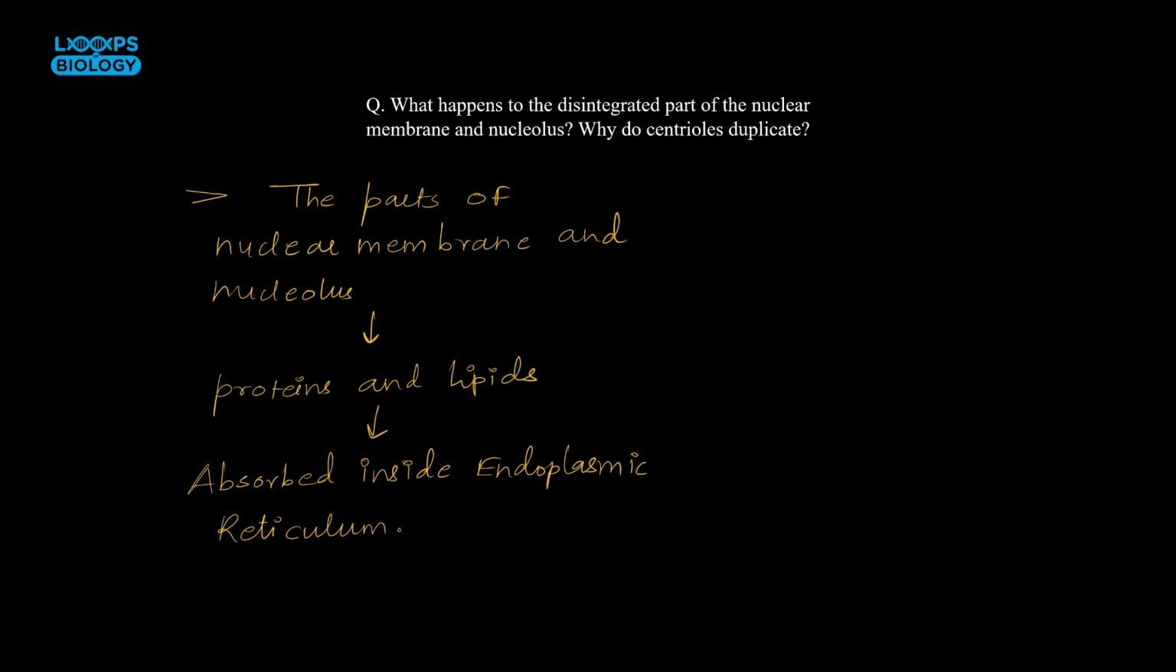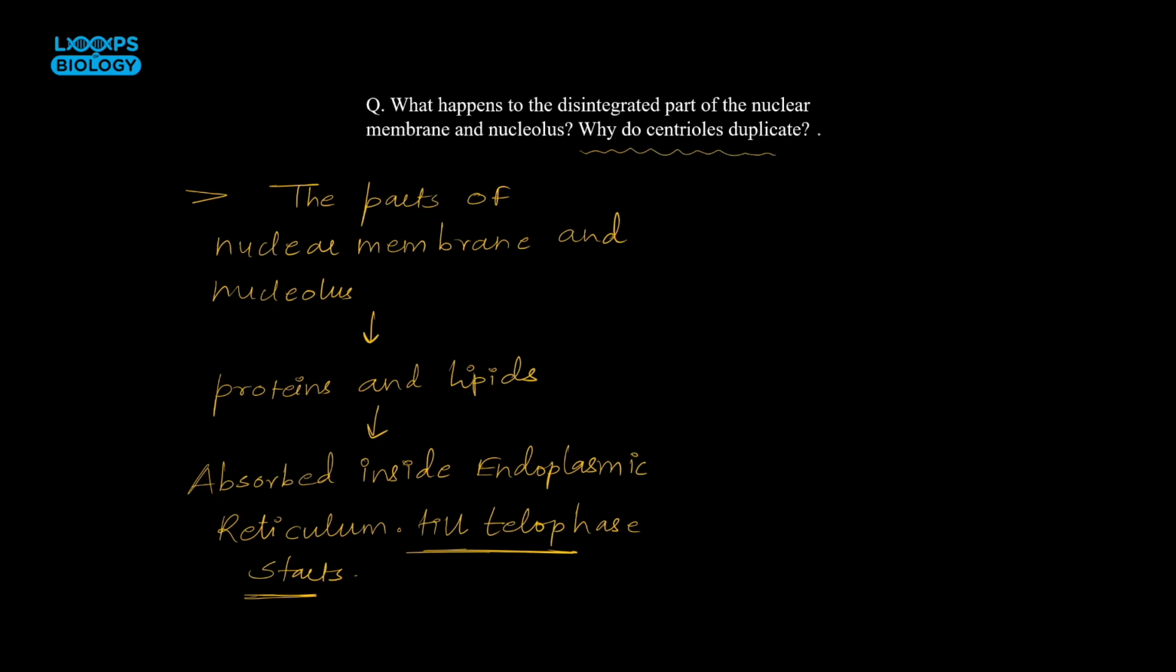As soon as the process is over, whenever we have to bring and develop a new nuclear membrane, then this part will be again released from the endoplasmic reticulum itself. All right. So this is absorbed inside endoplasmic reticulum till telophase starts.